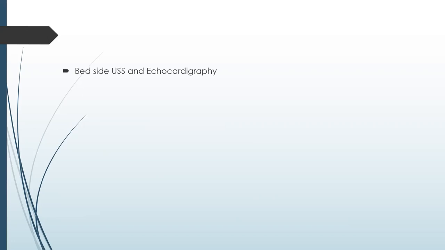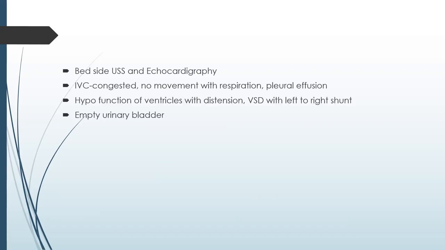Bedside ultrasound scan and echo could be done. It showed IVC congested with no movement with respiration, pleural effusion, hyperfunction of the ventricles with distension of the ventricles, query VSD with left to right shunt, and an empty urinary bladder. So we managed with fluid restriction and furosemide infusion. Initially, with the 1 milligram per kg, the child showed some improvement, so I started a high infusion rate, around 2.5 milligram per kg per hour.